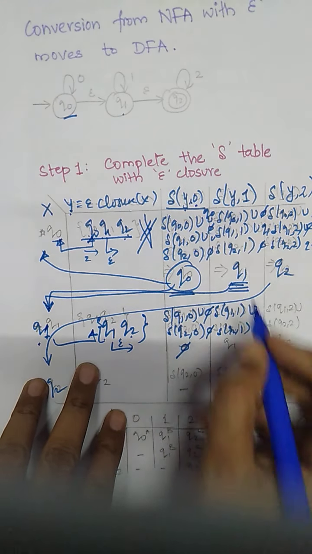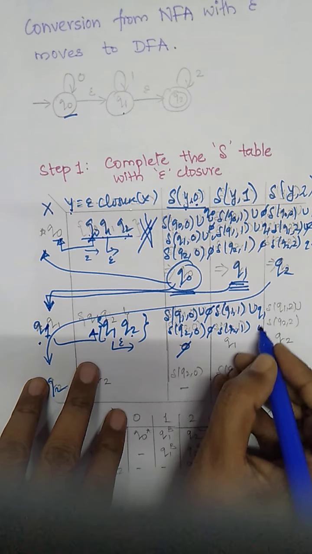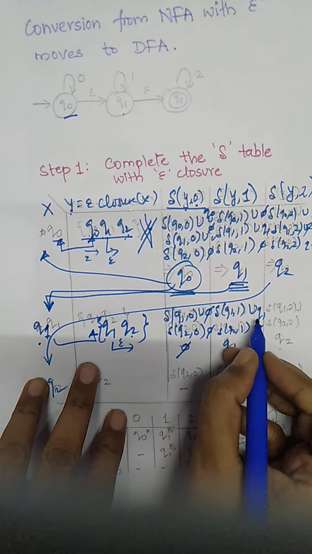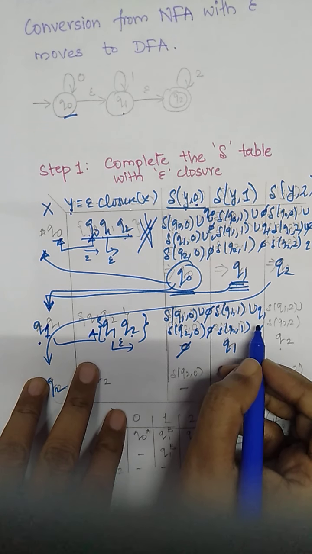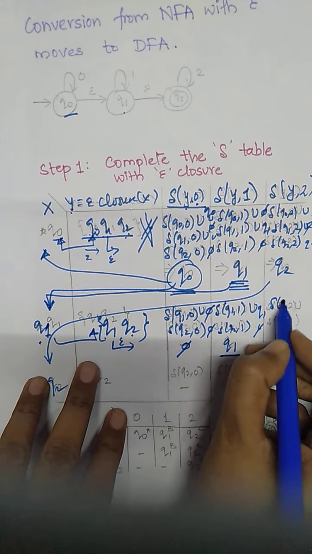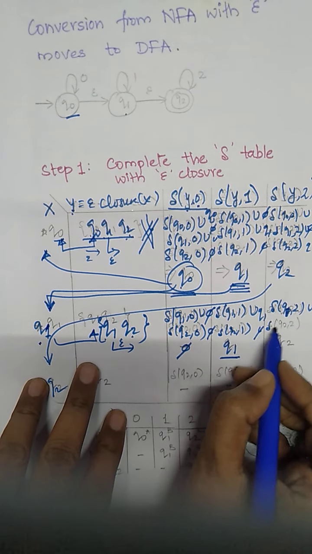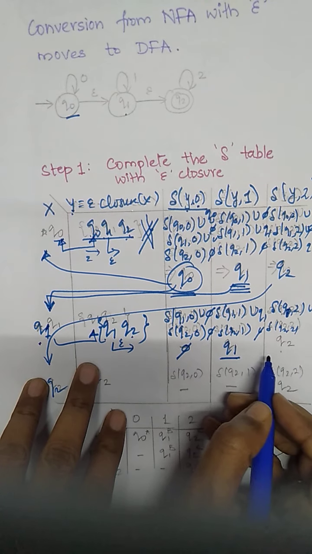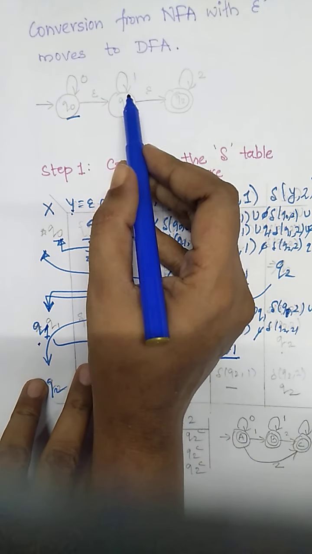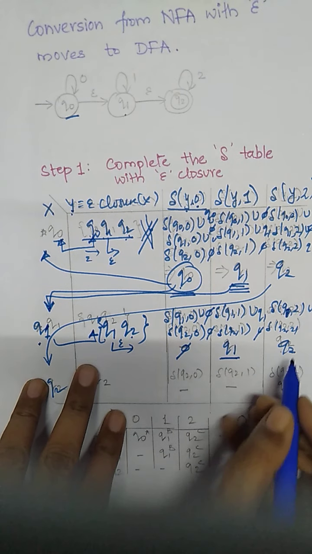So Q1 with input 1 goes to Q1. Q1 to Q2 with input 1 goes to nothing. So the answer will be union of Q1 and null, which is Q1. Okay, next again, Q2 with input 2: Q1 with input 2 union Q2 with input 2. So what will the answer? Q1 with input 2 is nothing. Q2 with input 2 goes to Q2. The answer will be Q2.